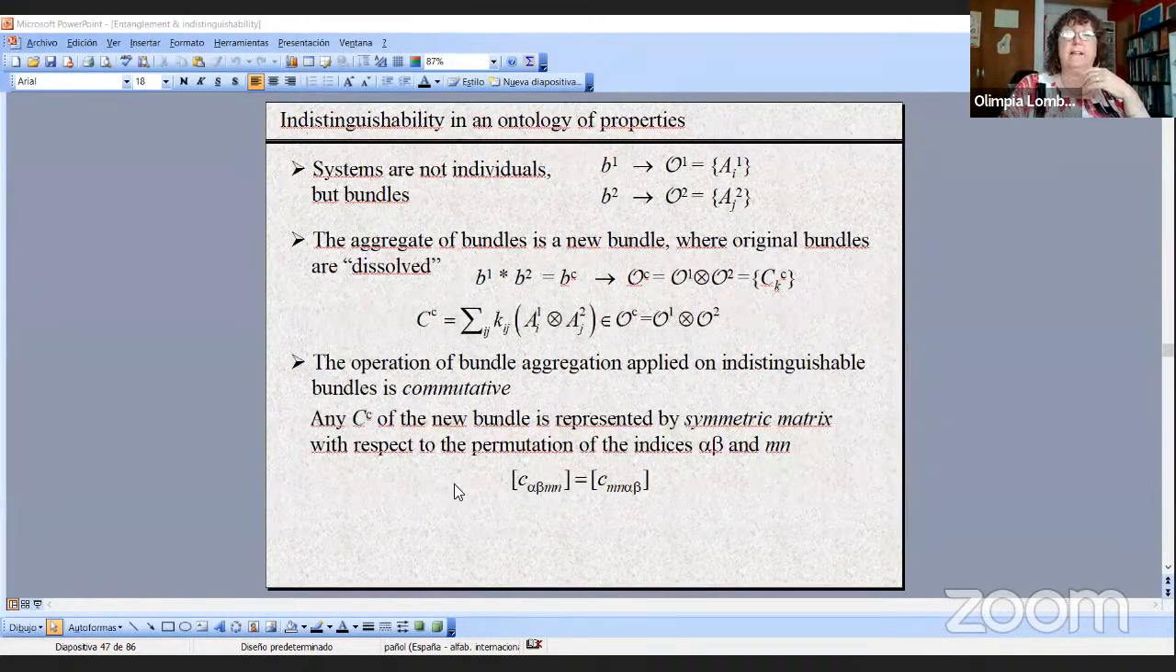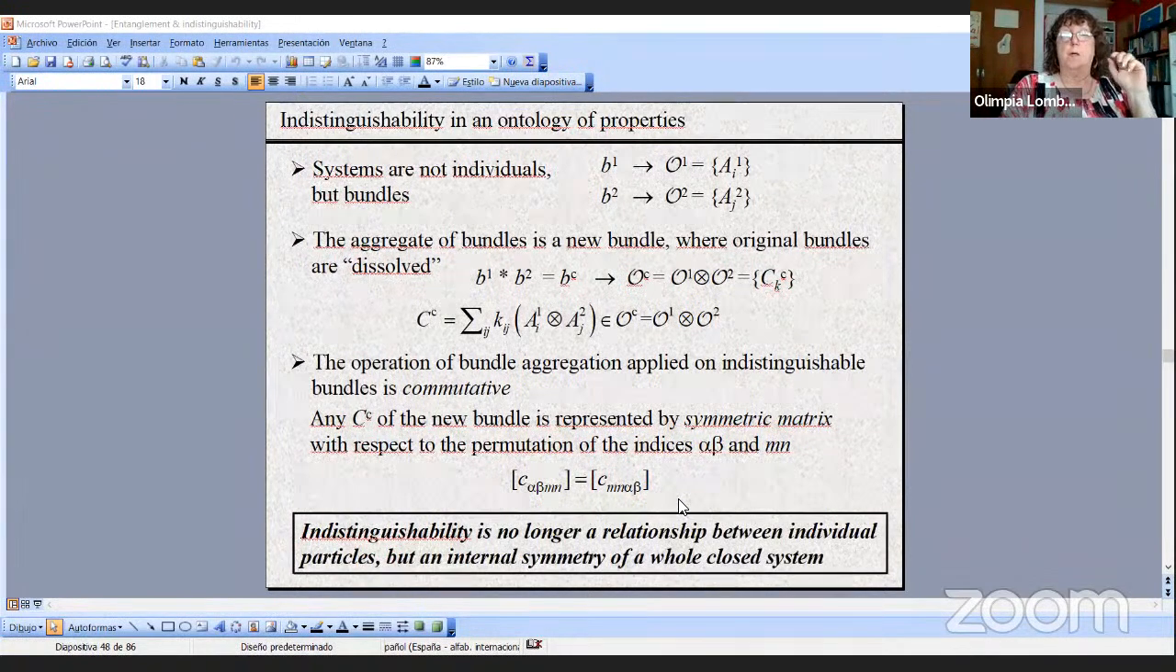So this leads to the fact that any observable of the new bundle must be represented by a matrix symmetric with respect to the permutation of the indices alpha, beta, m, and n coming from the two original bundles. So again, indistinguishability is no longer a relationship between individual particles, but an internal symmetry of the whole closed system that is manifested by the fact that its observables are symmetric.